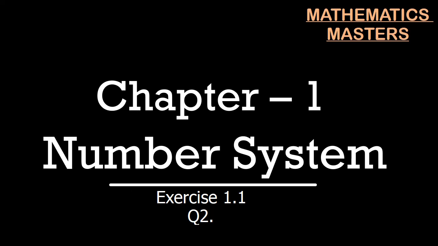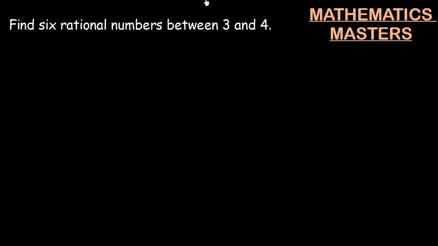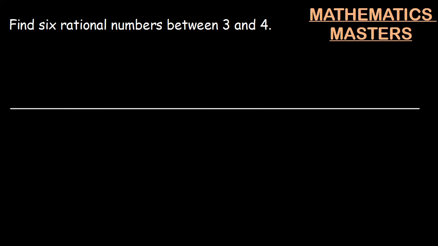Chapter number 1, Number System, Exercise 1.1, question number 2. The question 2 says you have to find 6 rational numbers between 3 and 4. So, let us start. What we do, first of all, to find this, is create a number line. A number line is being created.